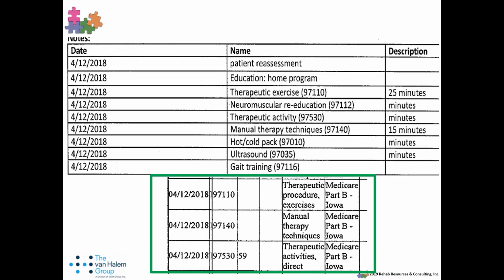Here's another example. On this date, we have this listing of things that were done. Therapeutic exercise for 25 minutes, nothing in neuro, nothing in therapeutic activity, 15 in manual therapy. Yet the bill on this day billed 1 unit of therapeutic exercise and 1 unit of therapeutic activities. But on the note for that bill, there was no minutes documented in therapeutic activities. So this bill should have had 2 units of TheraX instead of 1 and 1.